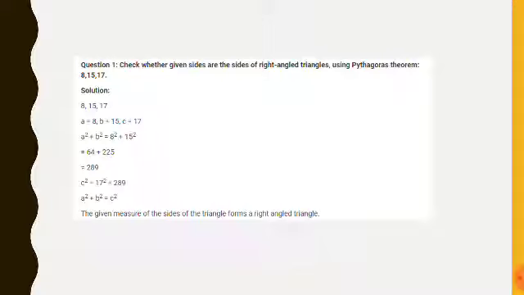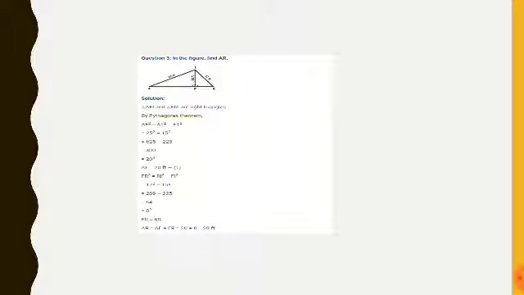Check whether the given sides are the sides of a right angle triangle using Pythagoras theorem. 8, 15, 17. A equal to 8, B is equal to 15, C equal to 17. Using the Pythagorean theorem, substitute the values of A and B. 64 plus 225, we get the value 289. 289 is 17 square. Then C square is 289. Hence it is proved. Next one is a triangle AFI, with the same method and pattern.